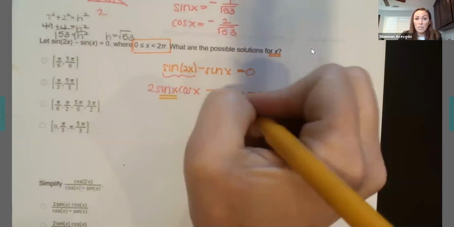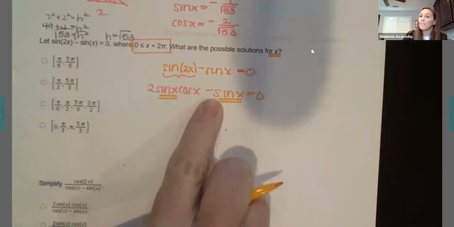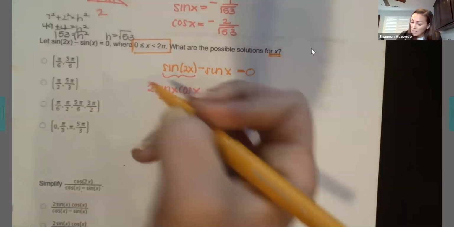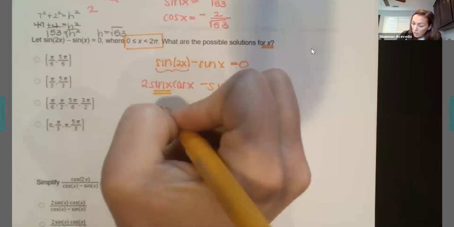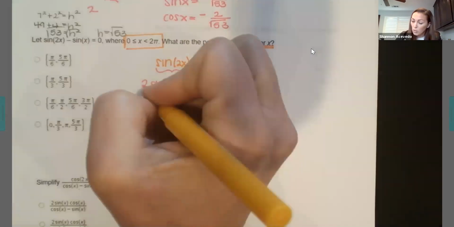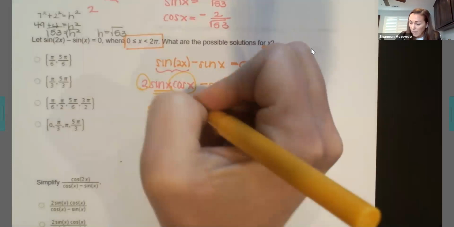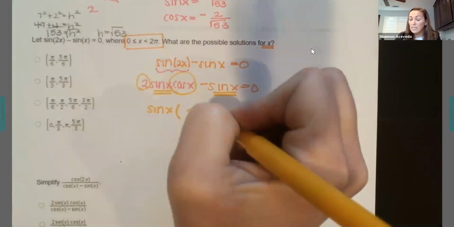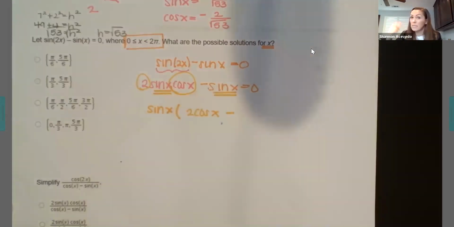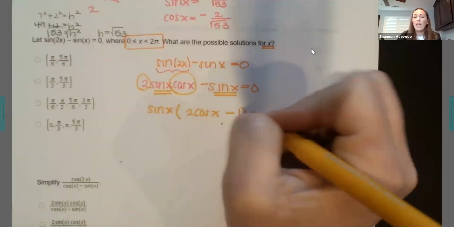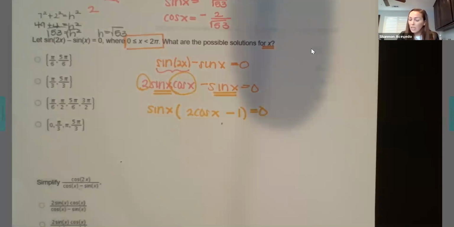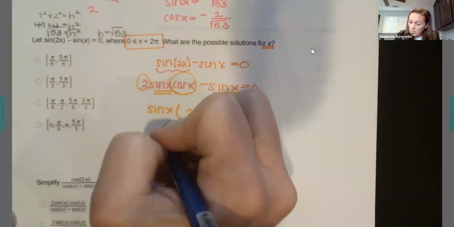They're two separate terms because they're separated by a minus. So I can factor out a sine of x. And when I do that, I'm left with 2 cosine of x minus, there's a 1 left there. It's not 0. That 1 is equal to 0. And then by my zero product property, I could set each one of these pieces equal to 0.